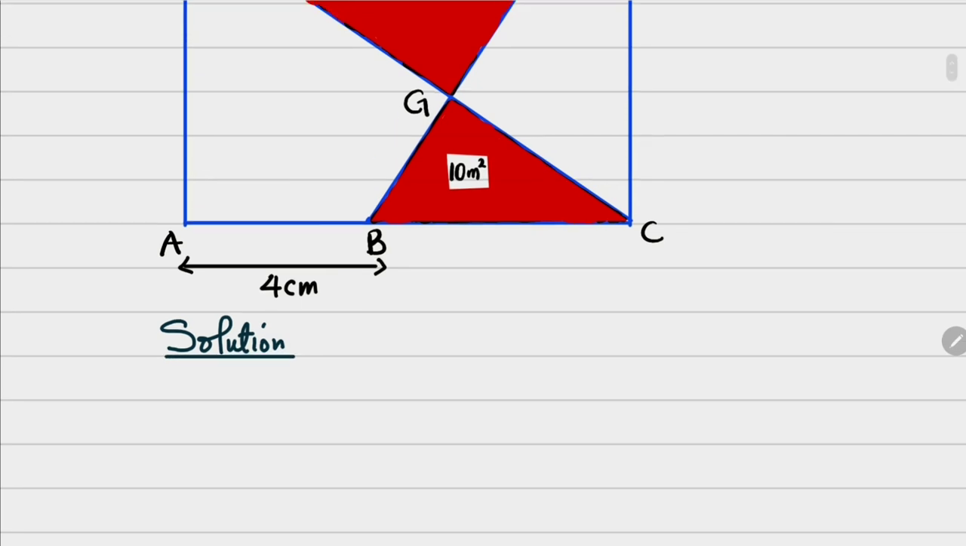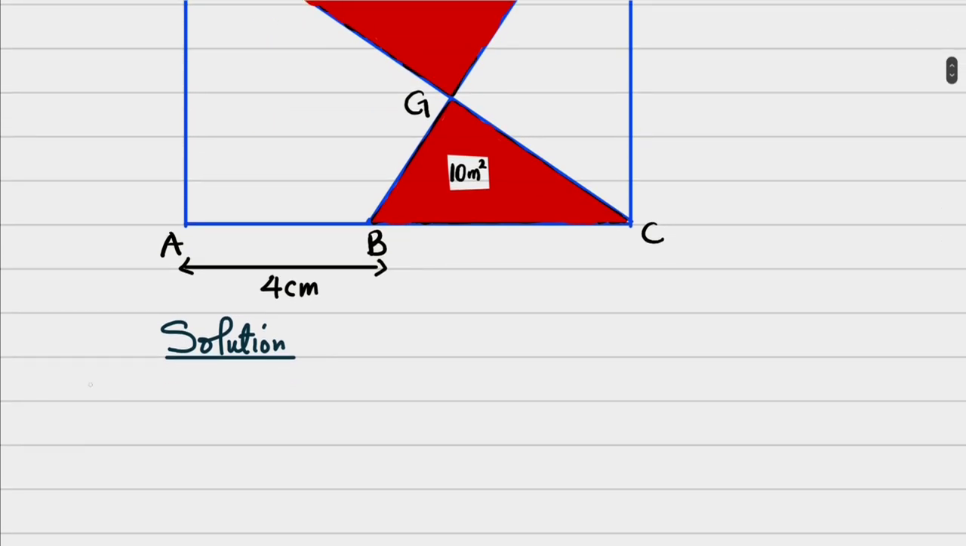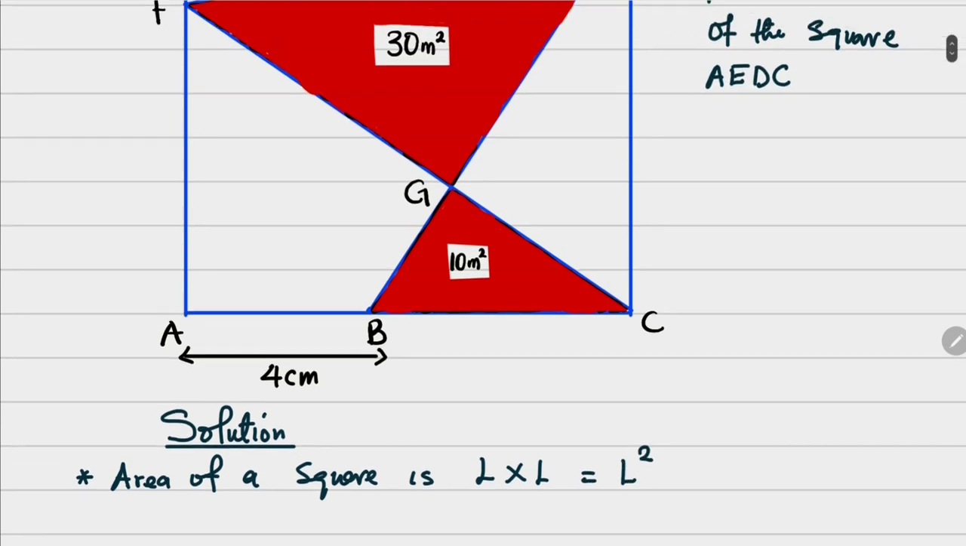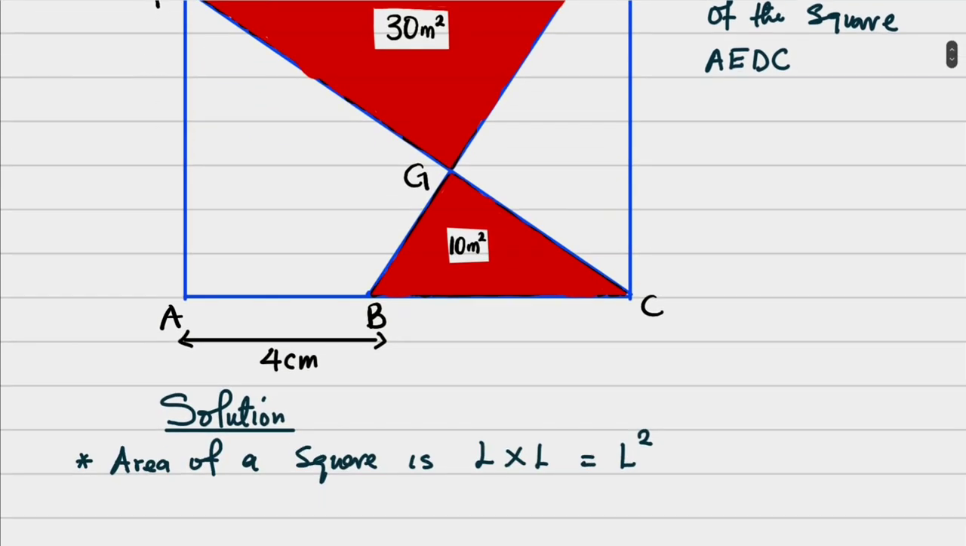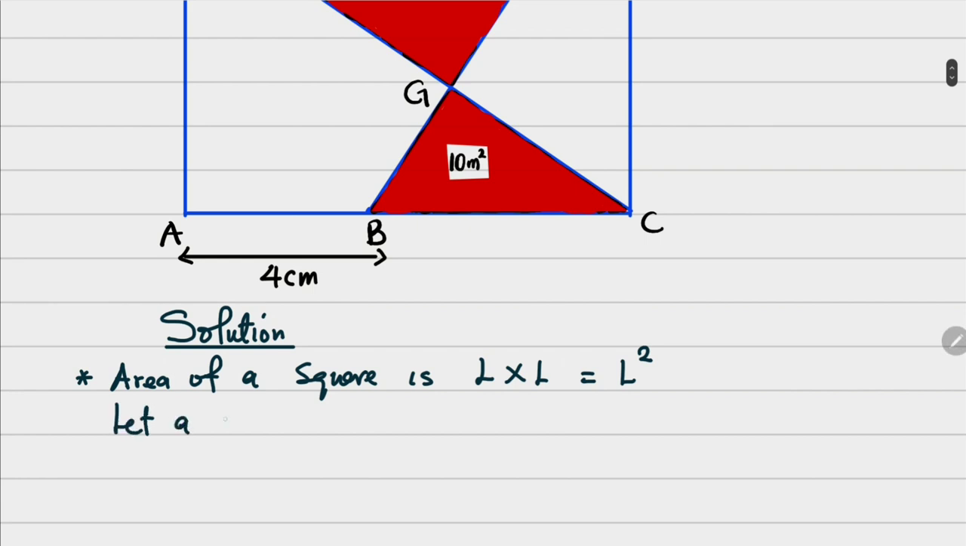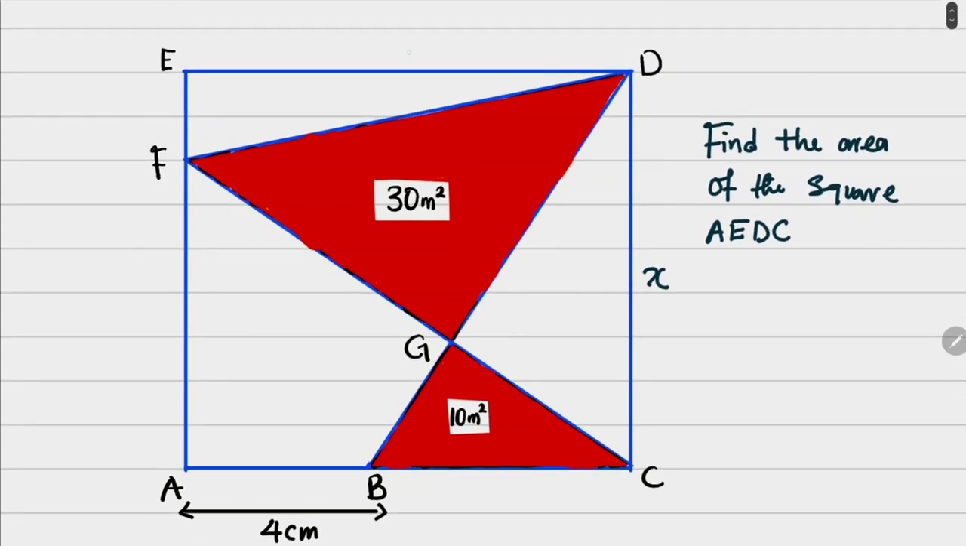Okay, the first thing we are to note in this question is we have to find the area. It's a square. So, the first thing we know is that the area of a square is L times L, which is going to be L squared. But in this case, we are not given any of the sides. So it means that we can say, let a side be X. Of course, we know that all of them are the same. So this should be X and this should be X.